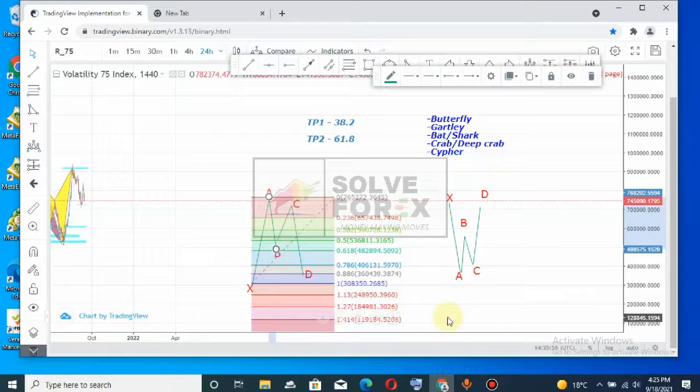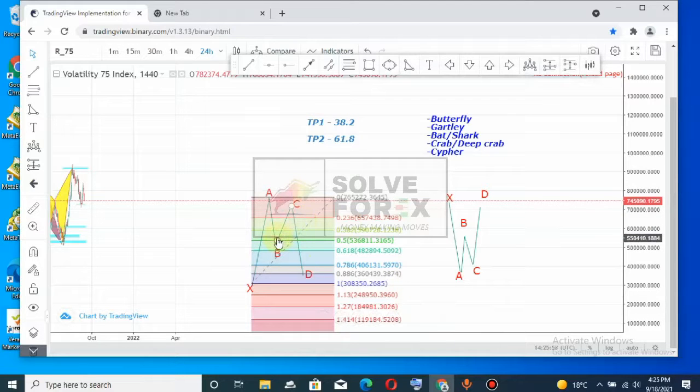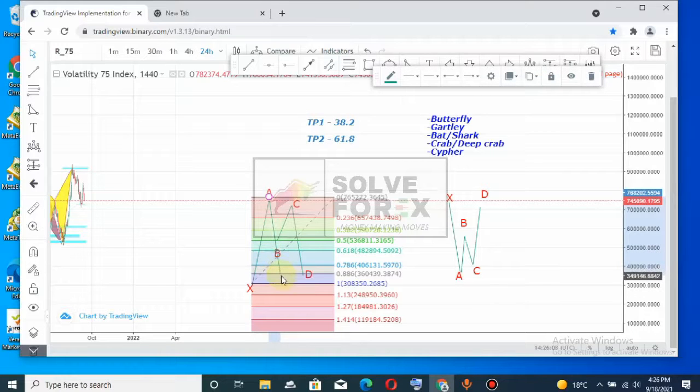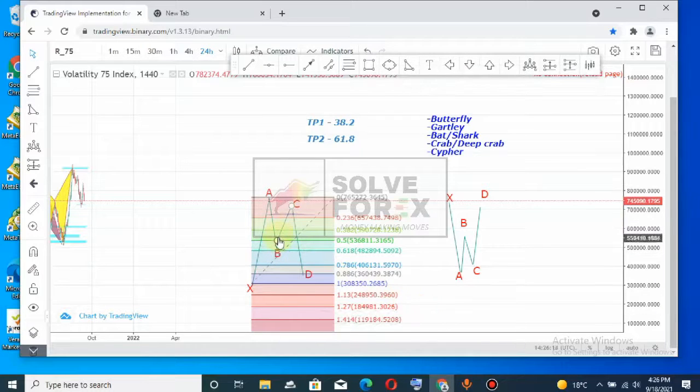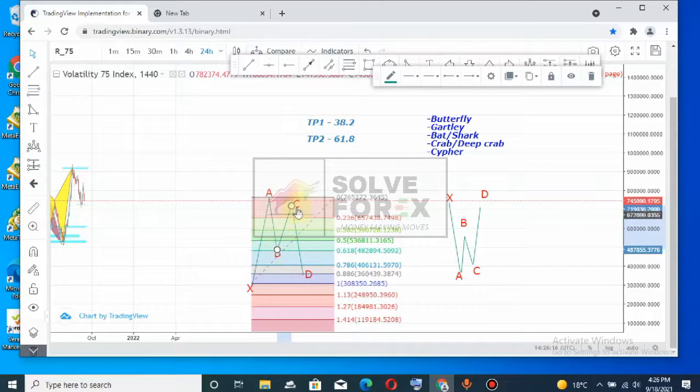Then you know you're waiting for what? For a crab or a deep crab. Difference between a crab and a deep crab: the B point of a crab is 618, but the B point of a deep crab should be 886. That's the only difference. If it goes to 618, then you're waiting for a crab. Doesn't break the high also. Comes back, your D point should be where? 1.618.